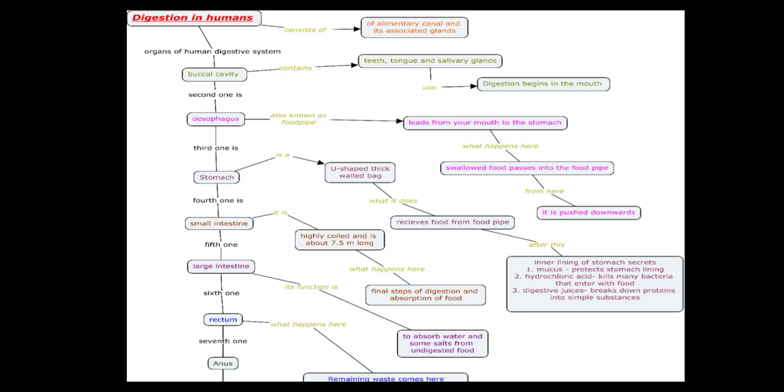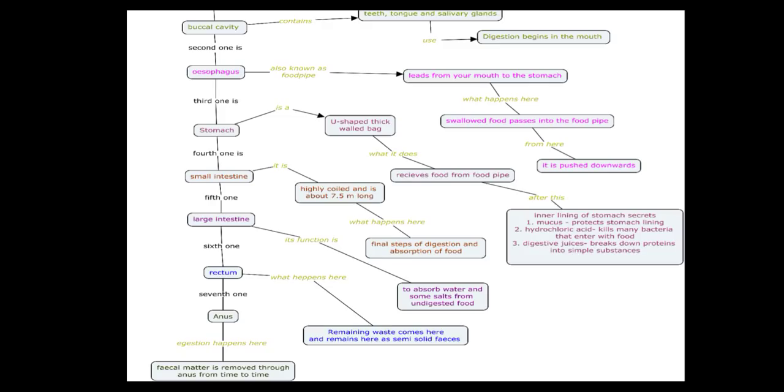Then next, whatever the undigested food is there, it goes to the large intestine. So in the large intestine what happens? What is its function? It absorbs the water and the salt from the undigested food. And from there the next is the rectum. What happens here? The remaining waste comes here and remains here as semi-solid feces.